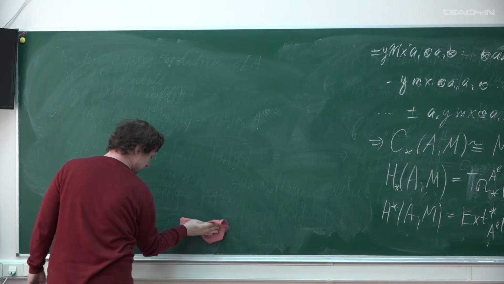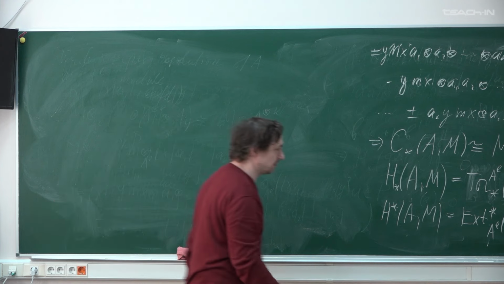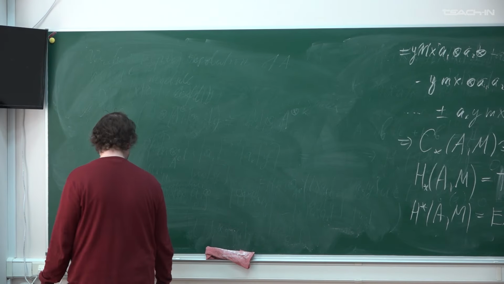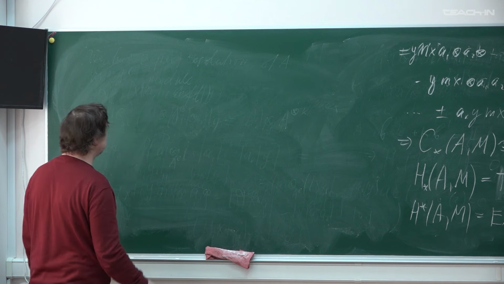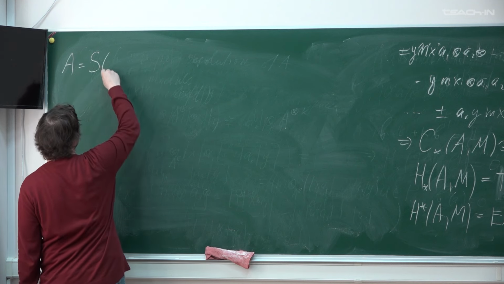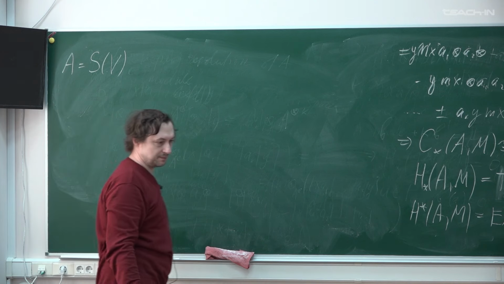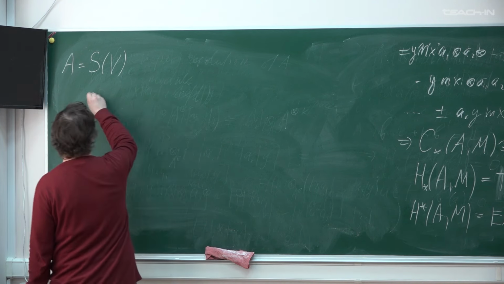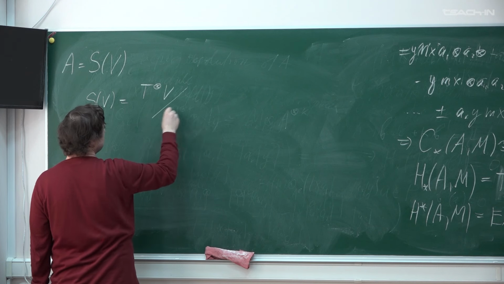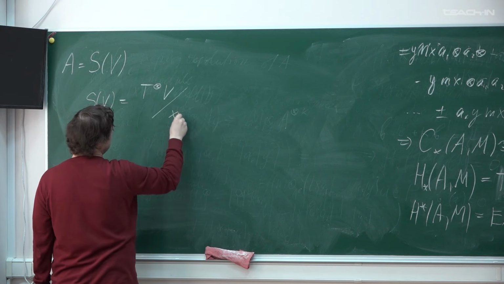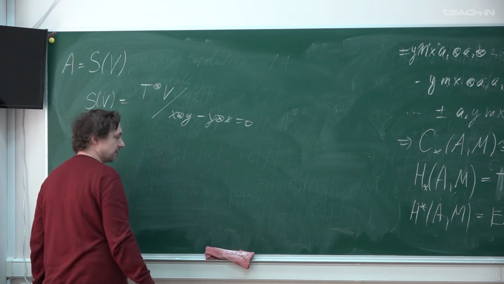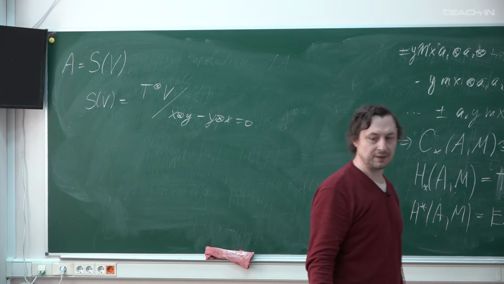So this observation, which is pretty important, although simple, allows us to change this resolution to compute certain examples. I am going to do this for the symmetric algebra. So we take A equal to the symmetric algebra of a certain vector space V. Let me recall that the symmetric algebra of a vector space is equal to the quotient of the tensor algebra of this vector space by the relations x tensor y minus y tensor x equal to 0 for all x and y in the vector space.